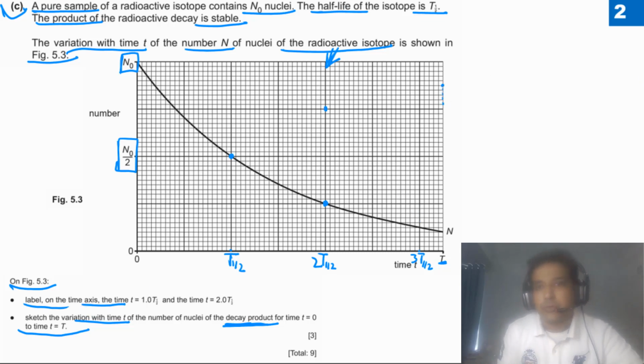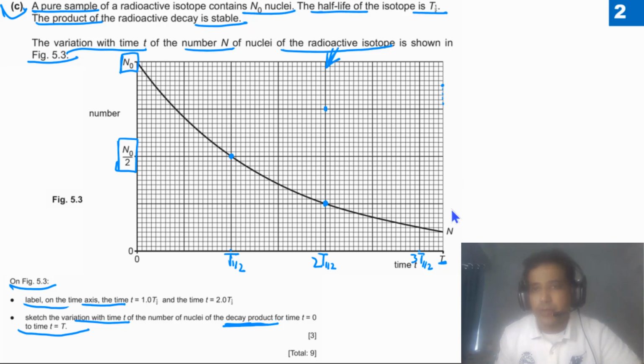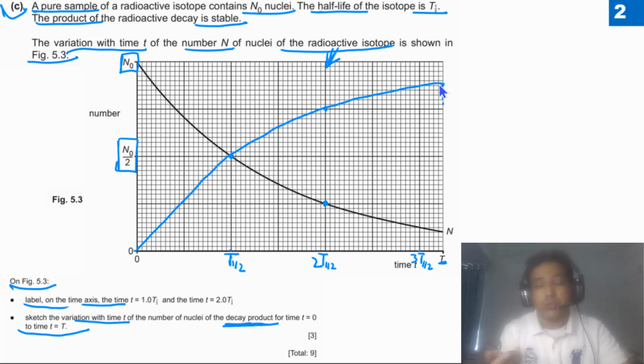Now simply we need to connect these dots and curve for the decay product. That will be just a reflection of this curve, just reflection. So let me connect these dots. So if we connect them like this, this is just reflection.